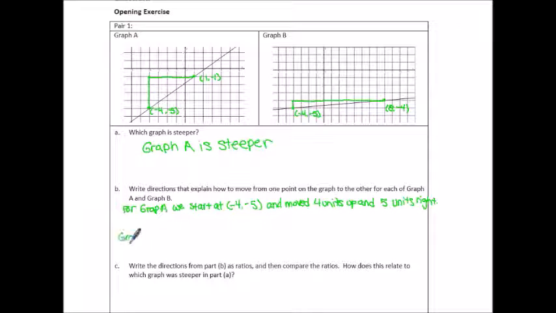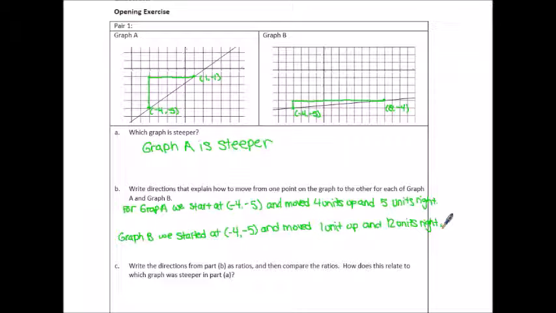So for graph B, we started at -4, -5, and moved 1 unit up and 12 units right. So now part C says write the directions from part B as ratios and then compare them.